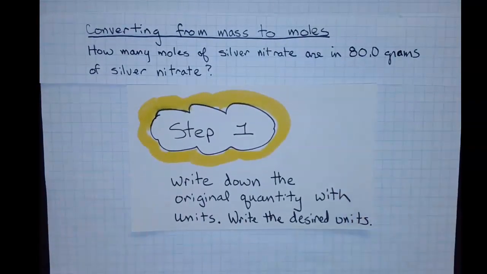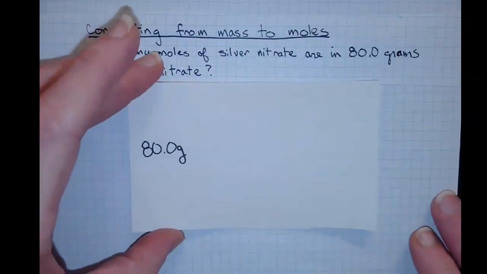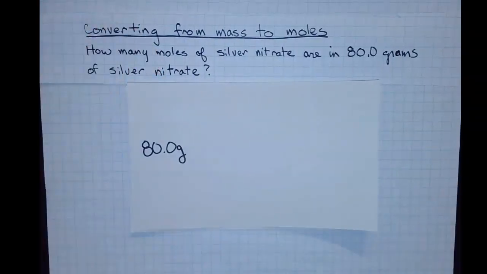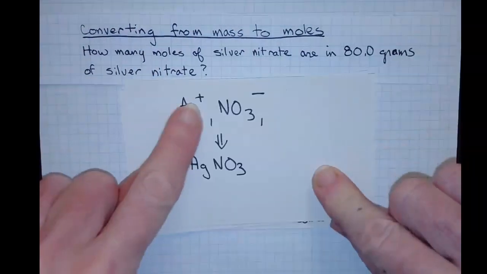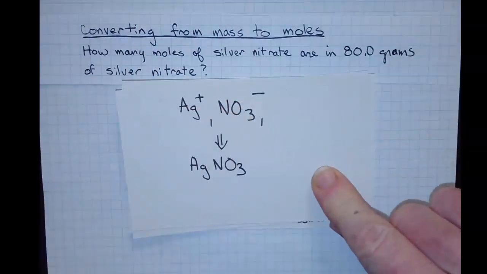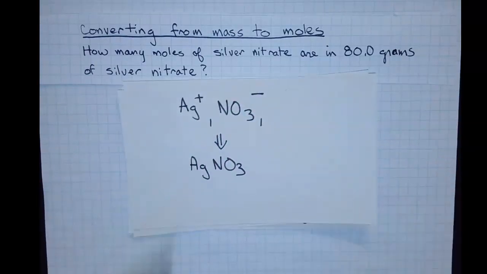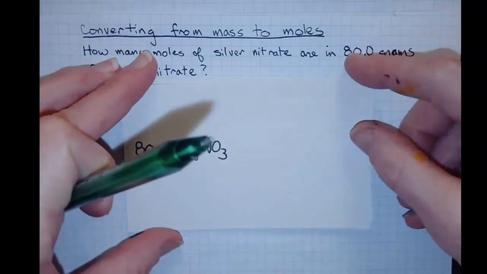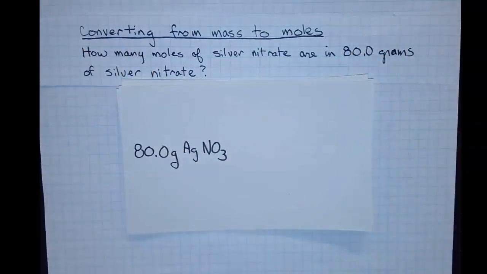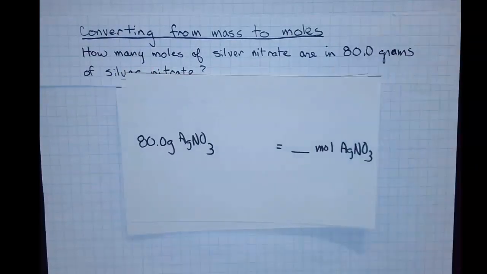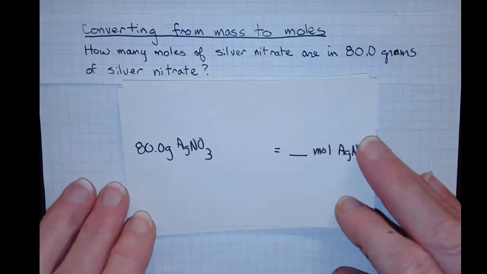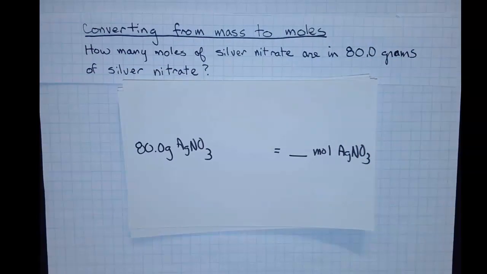Step 1, write down the original quantity with units. Write down the desired units. Our original quantity is 80.0 grams. We have to figure out the formula for silver nitrate. It's swap and drop. Silver is always a +1, the nitrate's a -1, so it's AgNO3. So we have 80.0 grams of silver nitrate. Our desired units are moles of silver nitrate. So we are trying to go from grams to moles.